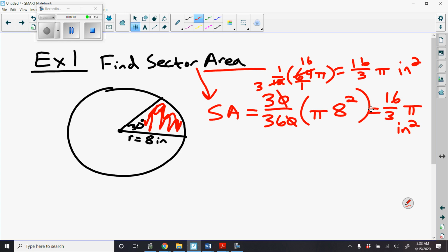So try some by hand, try some with the calculator. Be comfortable both ways. Just make sure we can get it right. Okay, let's try another example.